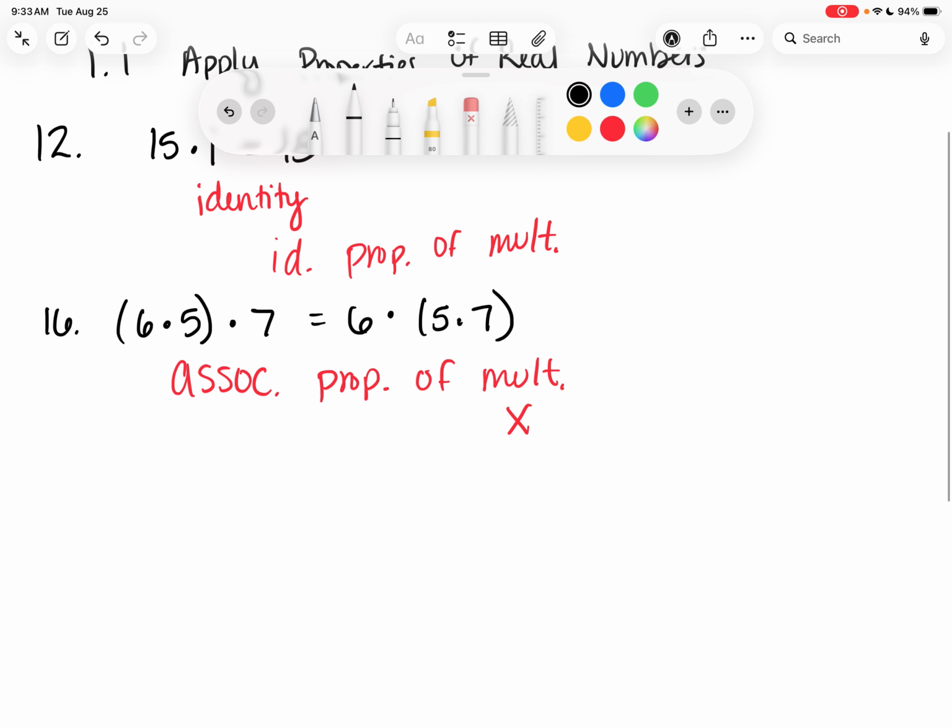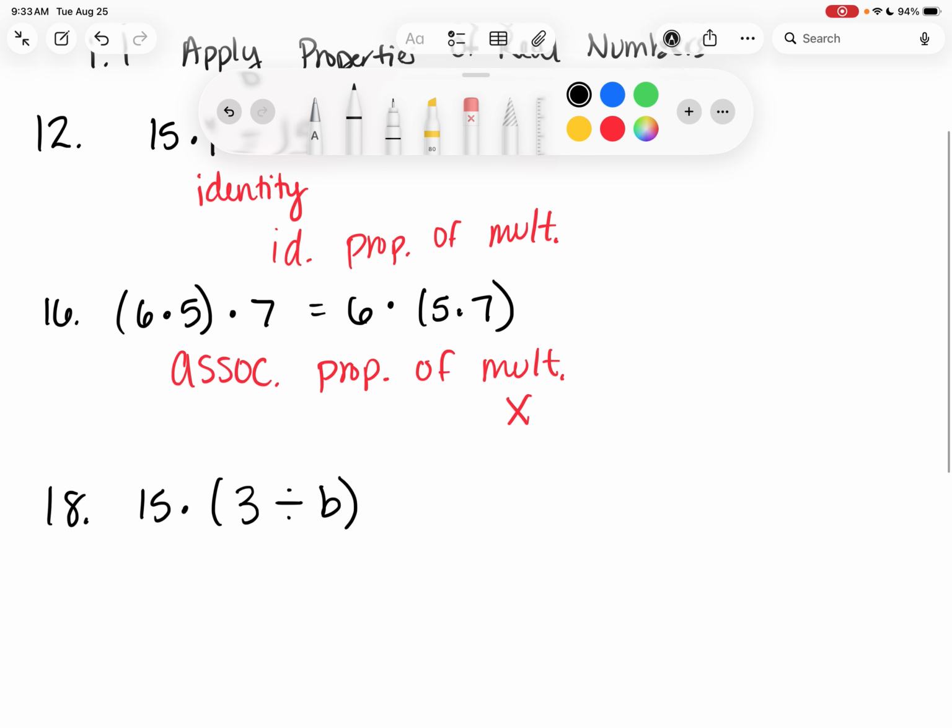so 18, I've got 15 times, in parentheses, 3 divided by b is equal to 45 divided by b. Now, in a lot of cases, the first thing that people want to do is tell me, well, 15 times 3 is 45, and then I've got 45 divided by b, and I'm done. Wrong. We are not done. Okay? There's a lot of steps. This actually has 4 steps that we have to do to get to our final answer.